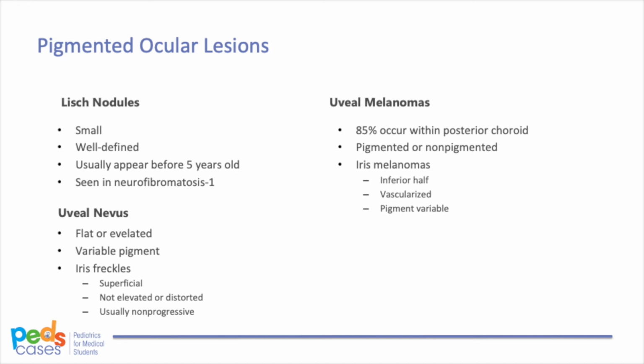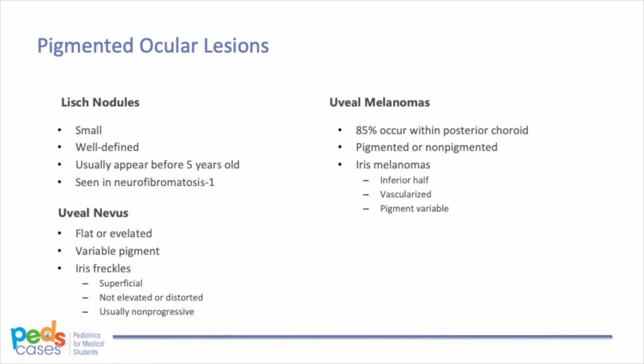Approximately 85% of uveal melanomas are within the choroid posterior to the equator of the globe, while the rest occur within the anterior segment, iris, and ciliary body. Uveal nevi usually appear as flat or elevated lesions with variable pigment, and they should be observed lifelong with photographs. Iris freckles are superficial lesions that have no elevation or distortion. They're typically non-progressive, though malignant transformation is possible and rare.